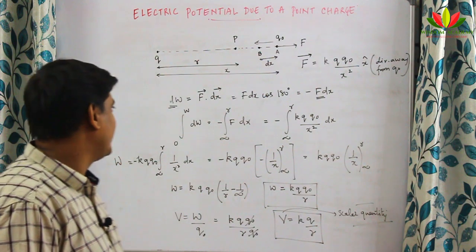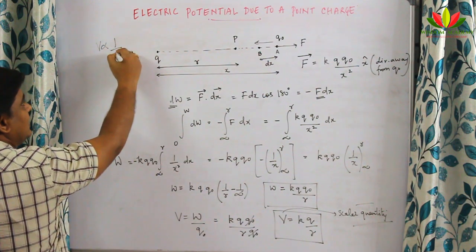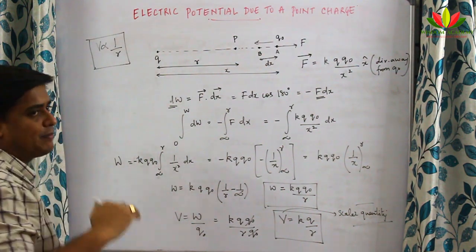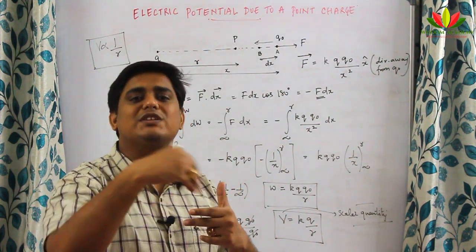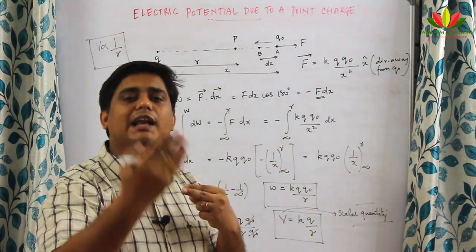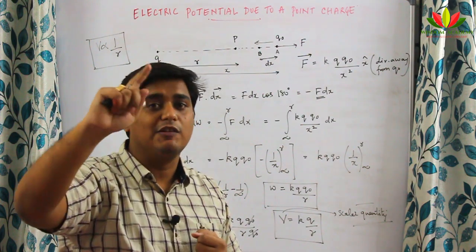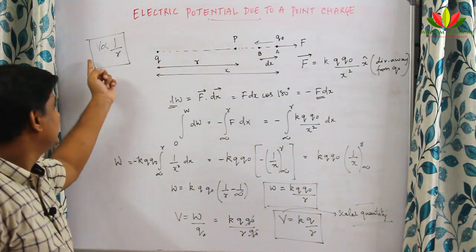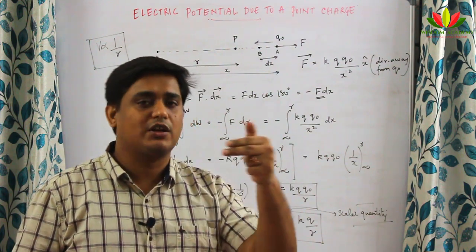From here one more thing we know. What do we know? That electric potential is inverse of the distance. So electric potential at a point from the charge will be inversely proportional to distance. That means if we go far from the charge, electric potential will keep on reducing. That's why I said electric potential at infinity will be taken as 0, because 1 by infinity will come as 0. So electric potential is inversely proportional to the distance from the charge from where we are counting.